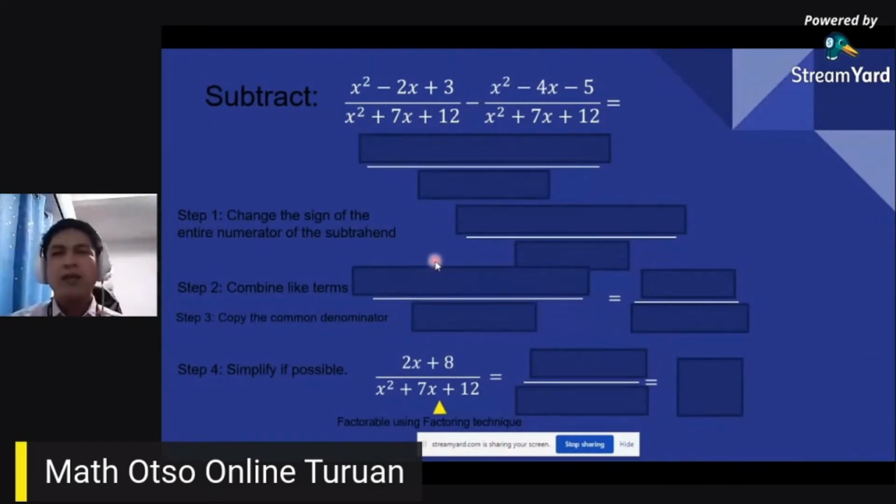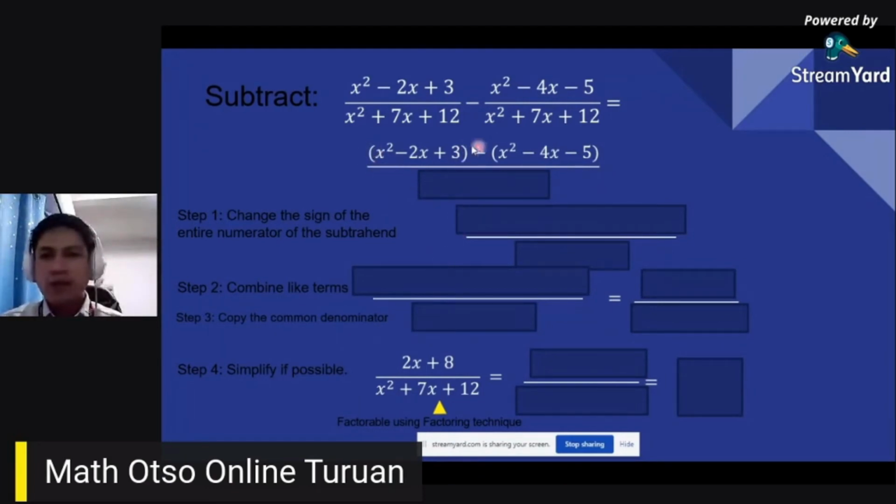First, we group the numerator. Take a look at what I did here in the numerator. I put a grouping symbol: x squared minus 2x plus 3, and then the minus sign, and then I grouped the other numerator, which is x squared minus 4x minus 5. That way, it will not be hard for you. And then, copy the common denominator. What's next? Change the sign of the subtrahend or the entire numerator, the second numerator.